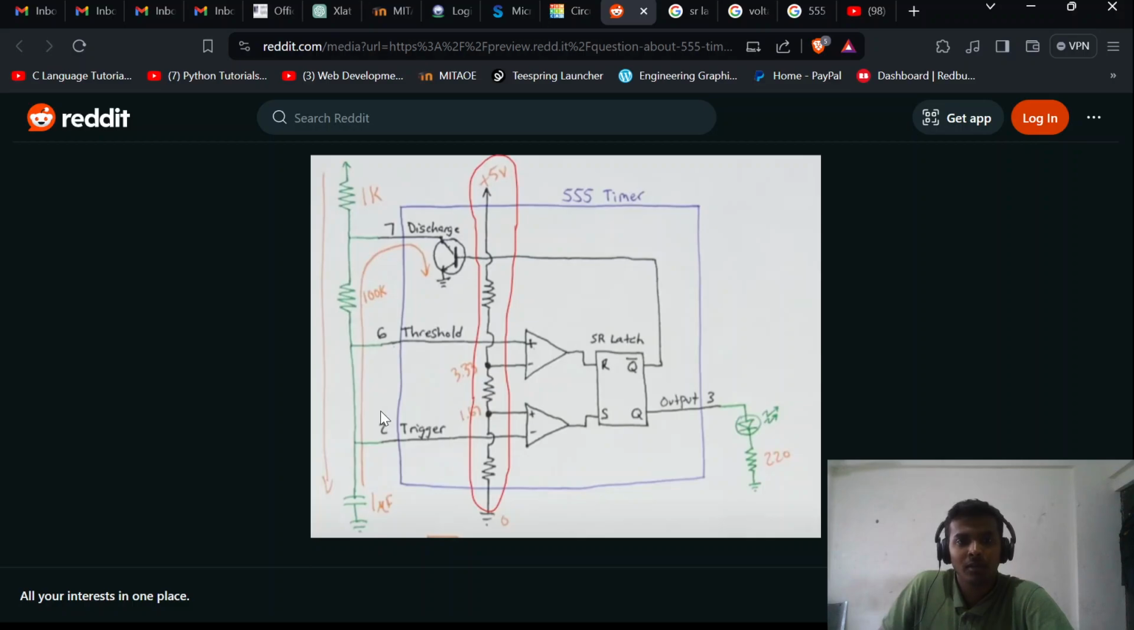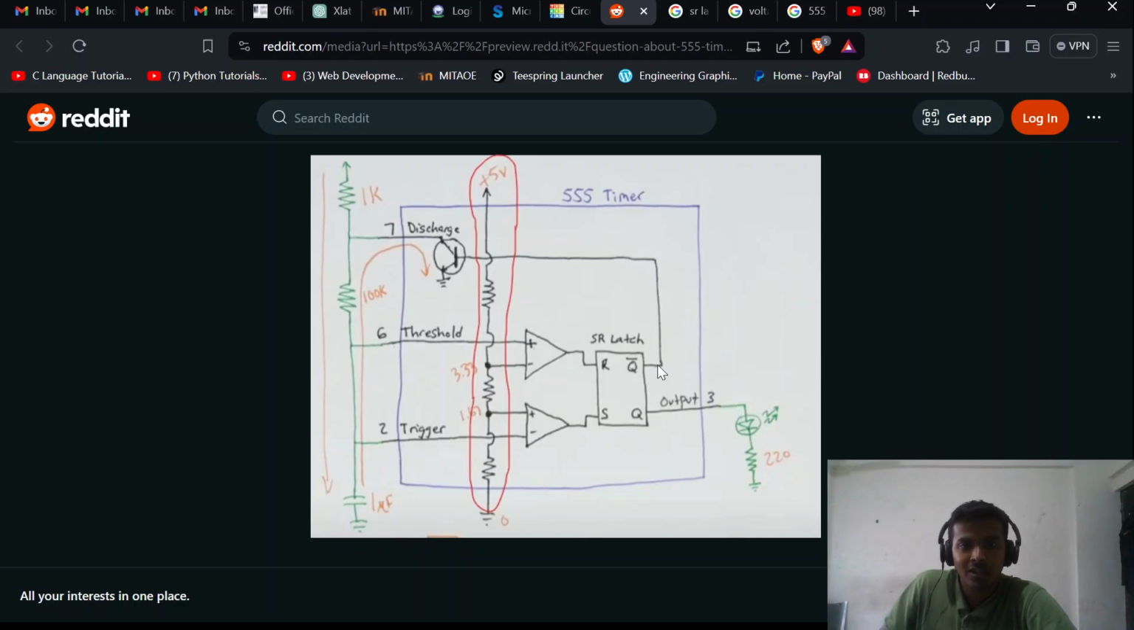Then after some more time, the capacitor will charge and it will be more than 3.33 volts. Suppose we get 3.34 volts at the plus side and we are getting 3.33 volts at the negative side. So the comparator will output 1. So now we have R 1, S 0, that means Q dash will get 1, Q will get 0, and the LED output will get 0. The LED will shut off, or switches off.